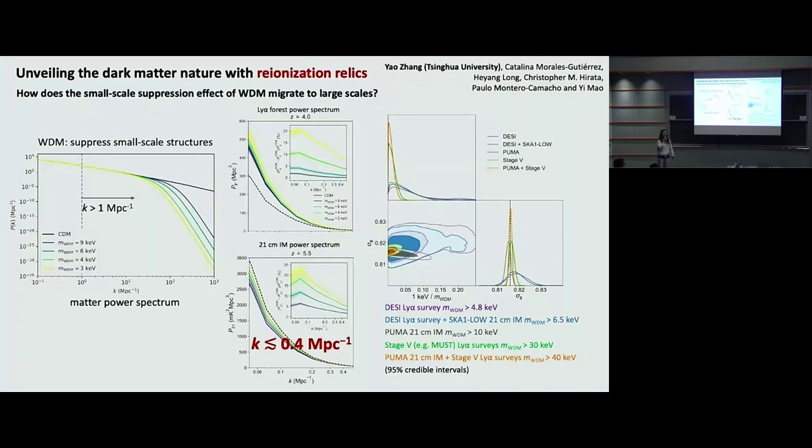And how to achieve this? The key is the reionization relics. The relics can couple the small-scale post-reionization evolution and ionized bubble scales. If you are interested in more details, please come to my poster. We also made some MCMC forecasts for future surveys, and those are the results.